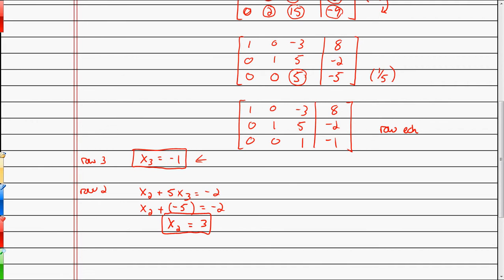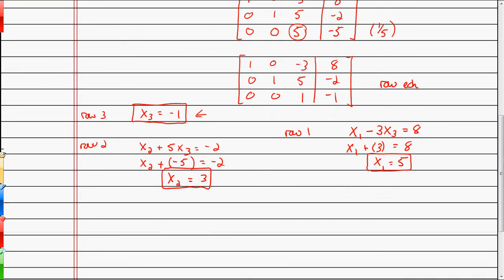And then from row 1, I have x1 plus 0x2, which I won't write down, minus 3x3 equals 8. And x3 is just -1, so that's x1 minus 3 times -1, which is -3, so that's just plus 3, equals 8. And I subtract 3 from both sides. x1 equals 5.